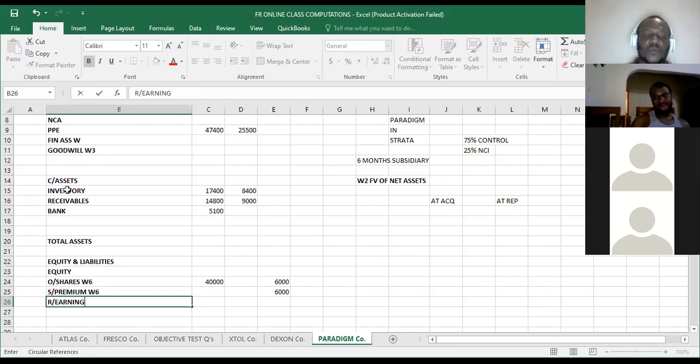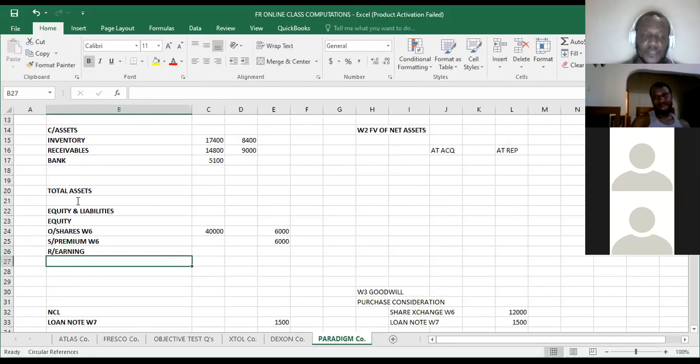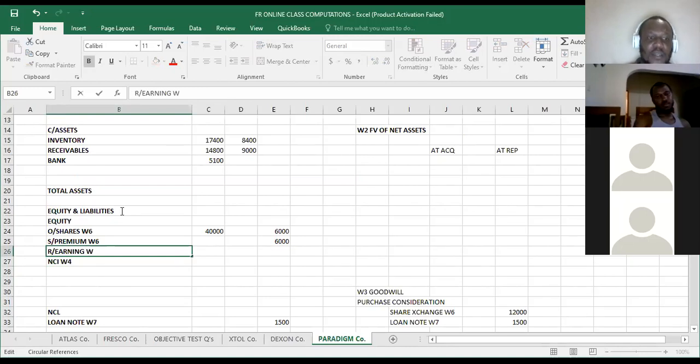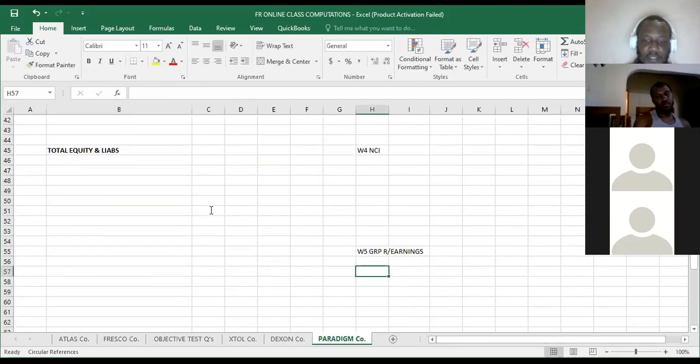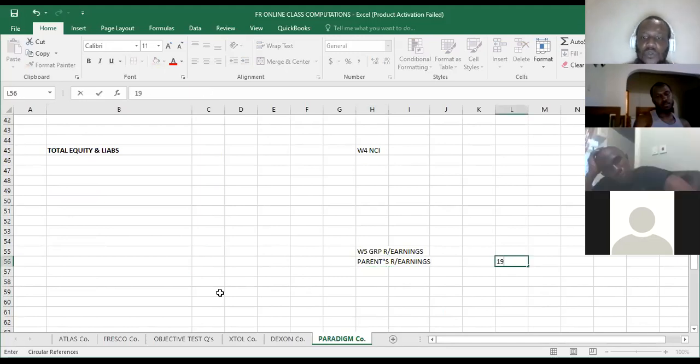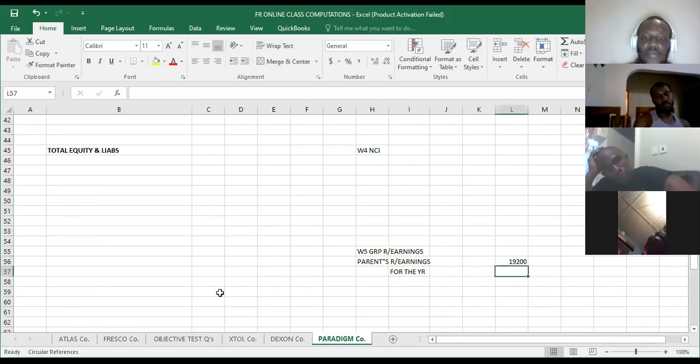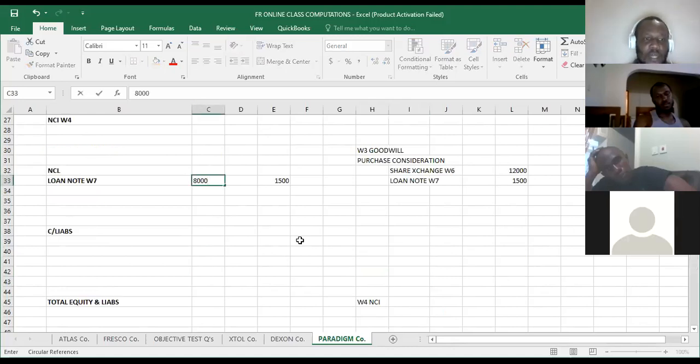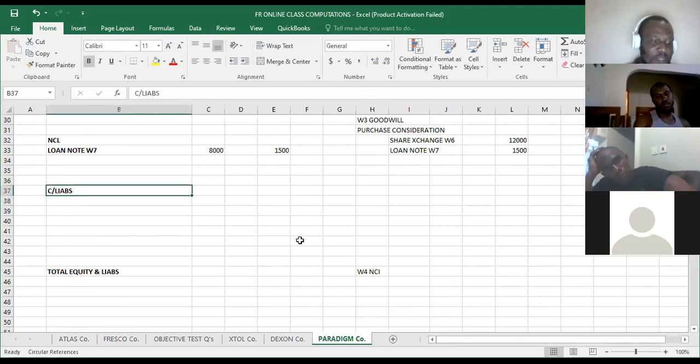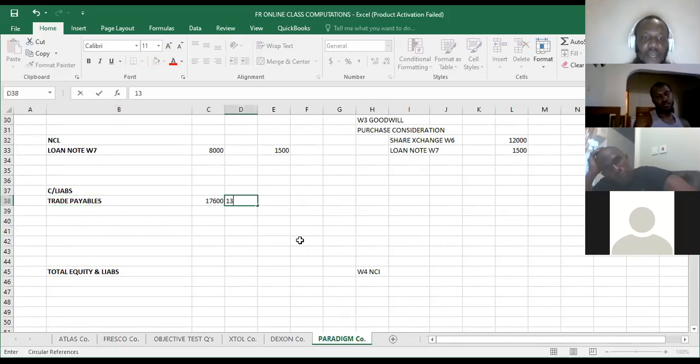We won't put anything in it. We just want the final answer. And then our retained earnings. Retained earnings, then we just pick a figure. Retained earnings for now. What's the trade of 13,000, and then 100.